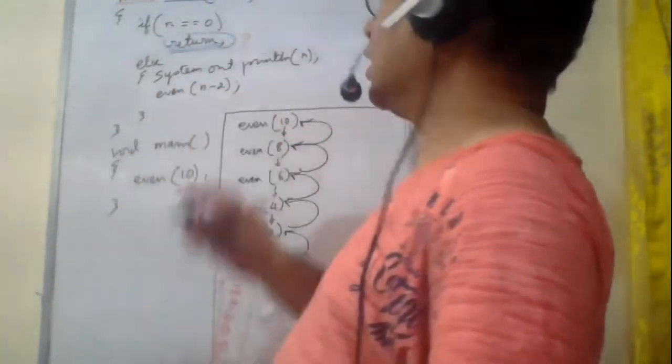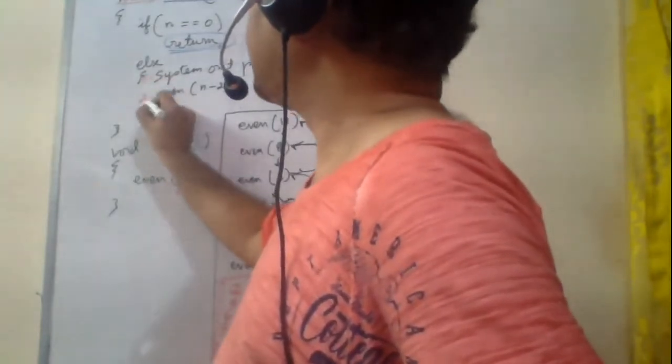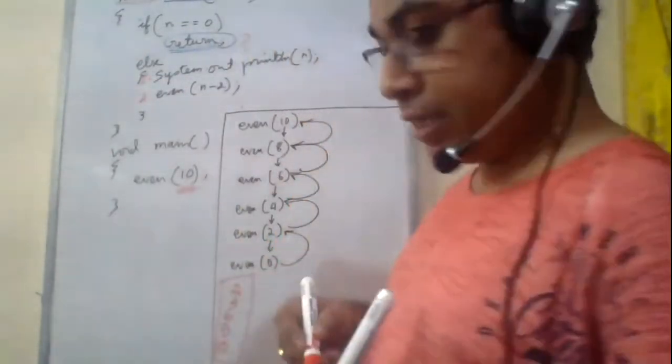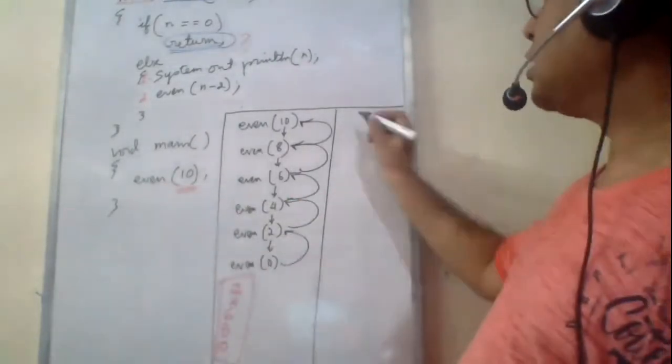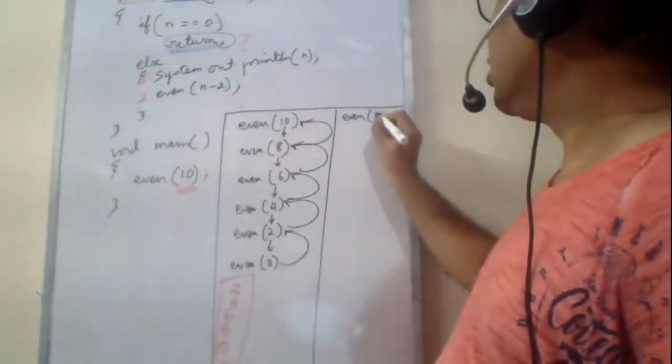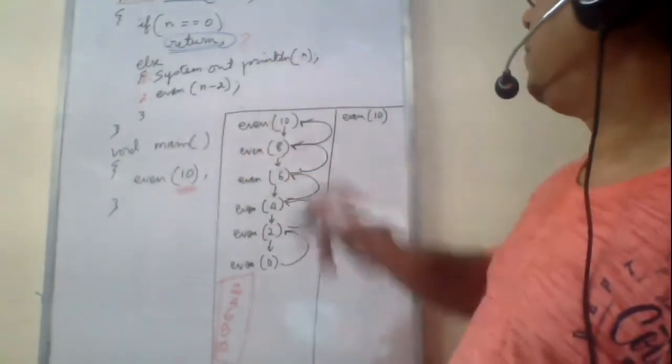Second statement is the even, I'm doing -2, a recursive statement. So this is now our first statement. This is our second statement. Let us see how it works now. So I'm passing even 10. Okay, so when even 10 is passed, first it will print 10.